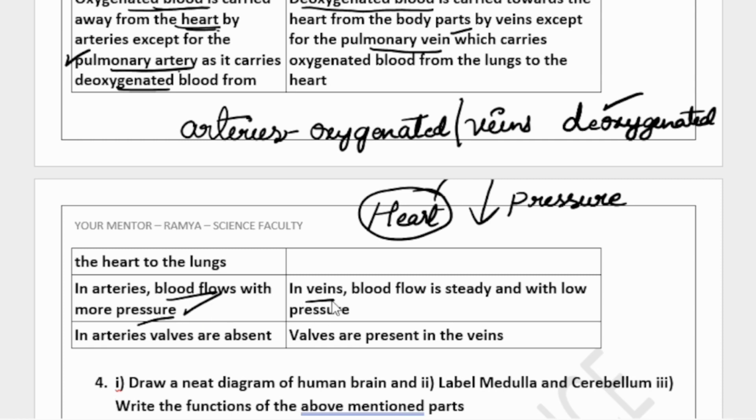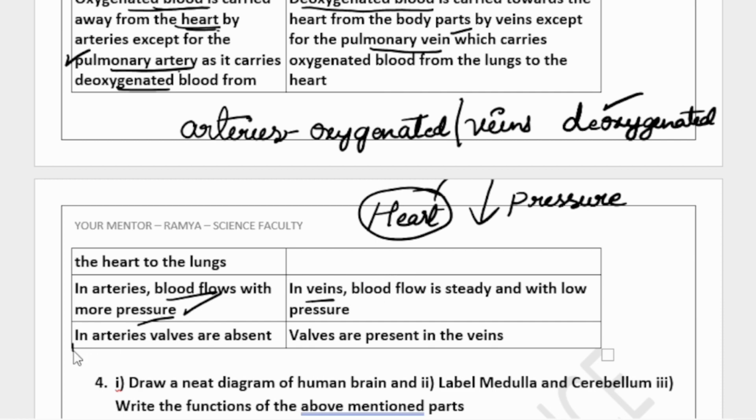Similarly, in the veins, the blood will no longer be under pressure, because in the veins, the blood from different parts of the body is flowing back to the heart. So when it is going back, the blood will no longer be under pressure. So the pressure is very less, or you can say it has low pressure. So it's very important to know. So arteries have the blood under high pressure, and the veins have blood under low pressure.